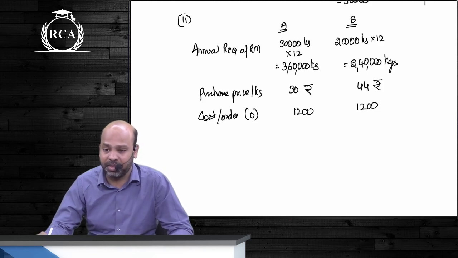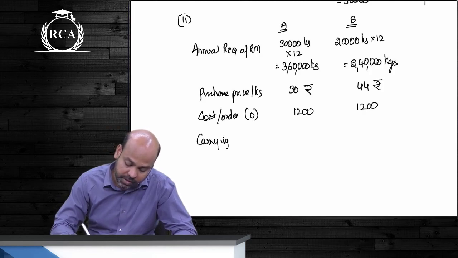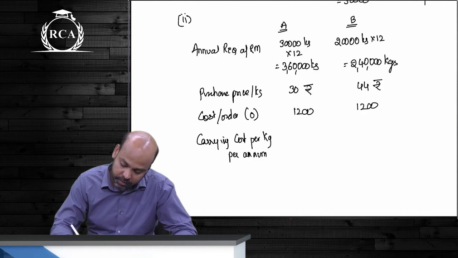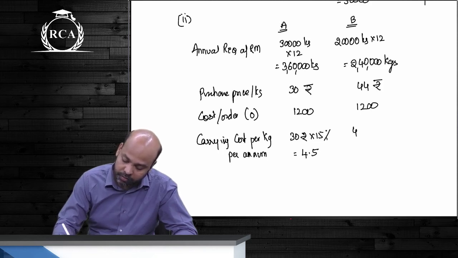Carrying cost per kg per annum will be, the percentages are different I believe for both of them, guys. Per kg per annum, one second. So yeah, 15% of 30 rupees, guys. Purchase price into 15%. 4.44 rupees into 5%, 2.2 rupees.